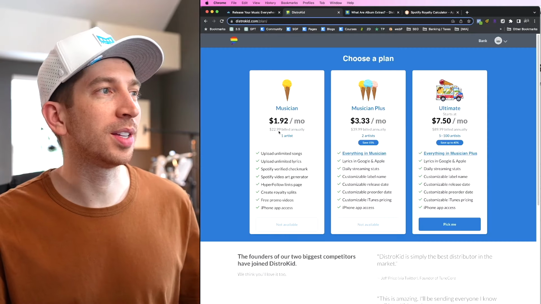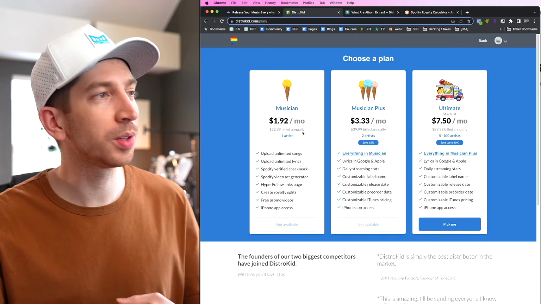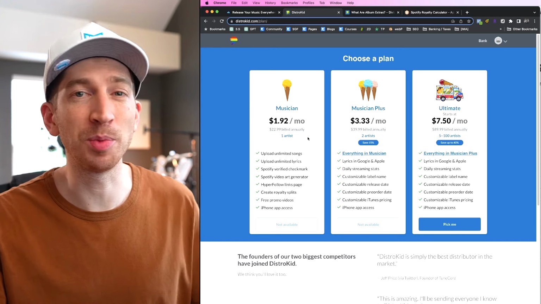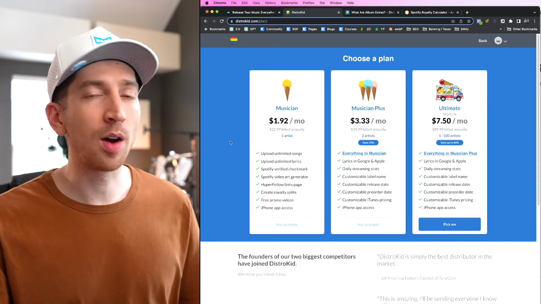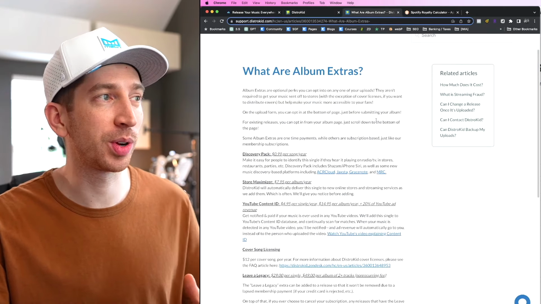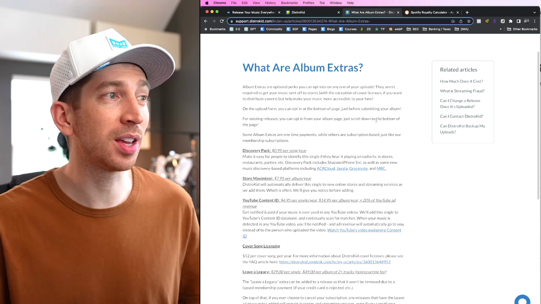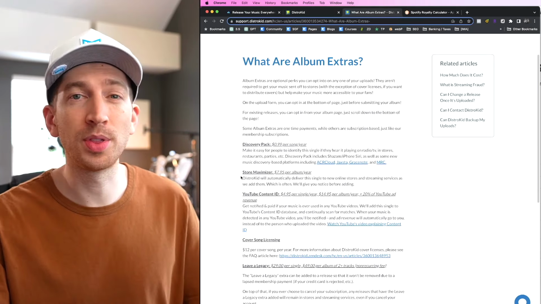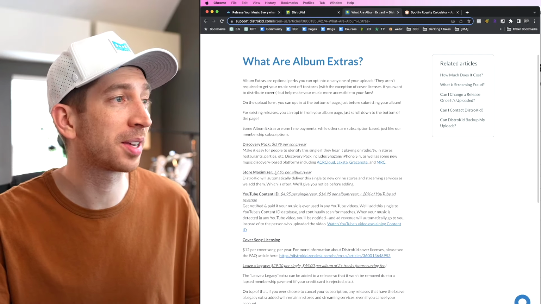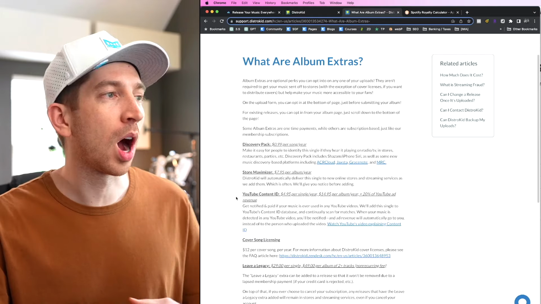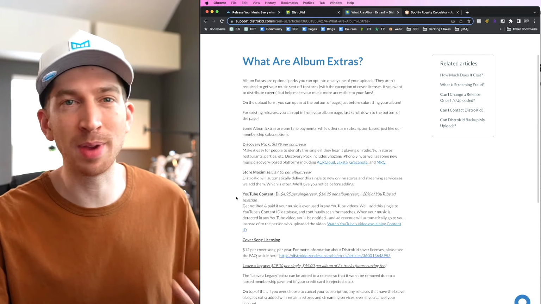DistroKid, on the other hand, is $22.99 yearly, but you're able to upload unlimited songs onto Spotify, Apple Music, Amazon Music, and more. However, with DistroKid, there's an asterisk because there are the album extras, which are additional fees that you have to pay, sometimes one time at the time of distribution, but there are other fees such as the Store Maximizer and YouTube Content ID service that are subscriptions on top of your $22.99 base subscription.